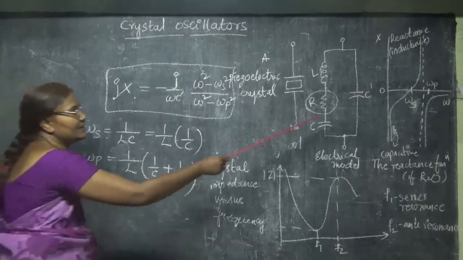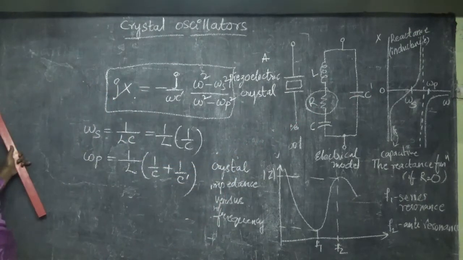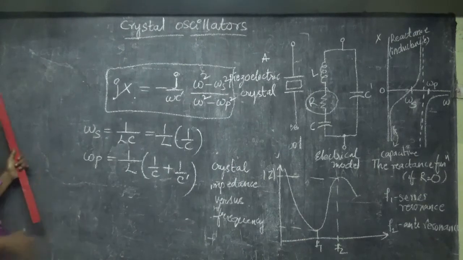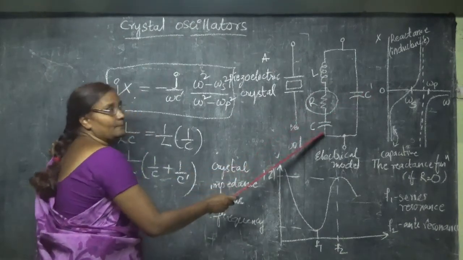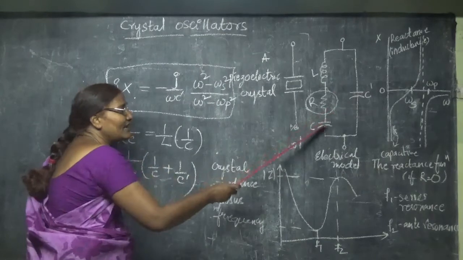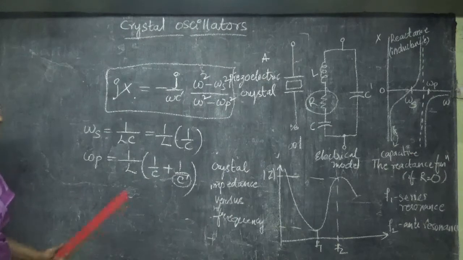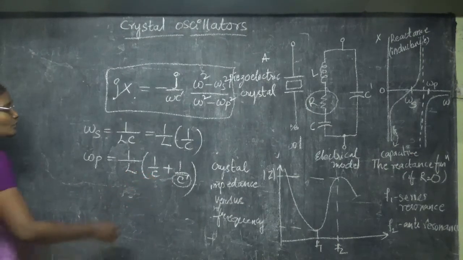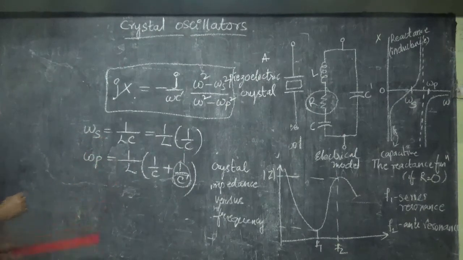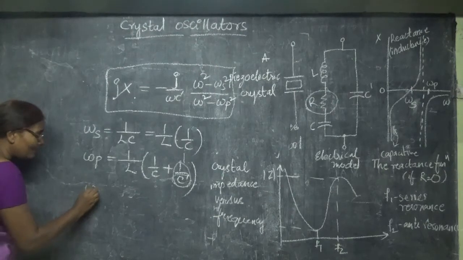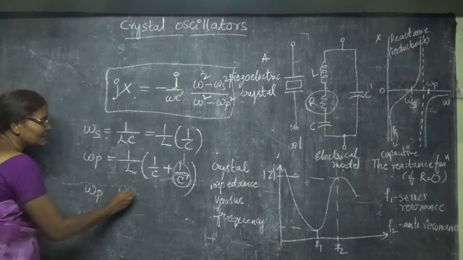Here C dash is this capacitance, and for a typical crystal oscillator, this C dash is going to be 1000 times more than this C. So this value will be large when compared with this value. So 1 by large value will give a little value. So what I can observe is that omega p, the parallel resonating frequency, is going to be slightly more than the series resonating frequency.